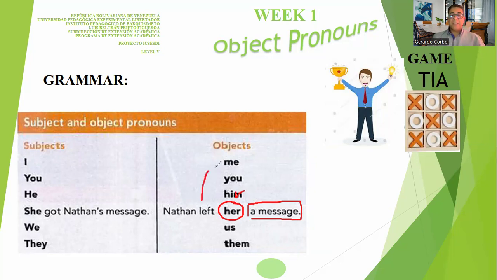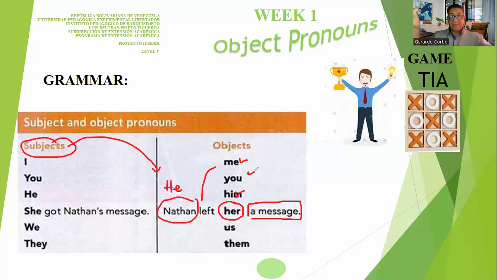But what about if Nathan left me a message? So I am the receiver of the action. I benefit from the action. And what is he leaving? A message. That is the second object. Nathan at the beginning is the performer of the action, the doer of the action. That's why we can substitute Nathan by he, one of the subject pronouns. But the person who benefits from the action is me, you, him, her, us, them. So that's why we use an object pronoun.